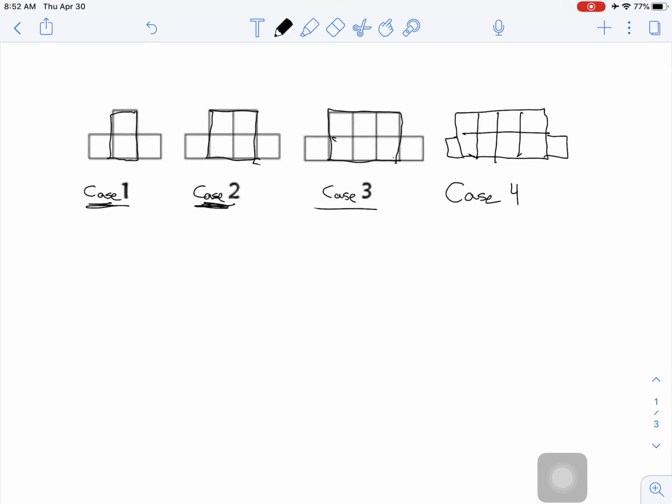In case 2, there's a 4-block section. Case 3, there's a 6-block section, plus these 2 at the end, which we'll look at later. In case 4, there's this 8-block section. Okay, and that's the pattern I see.